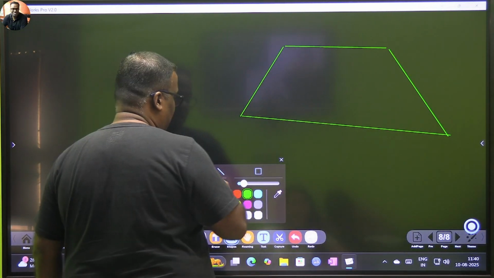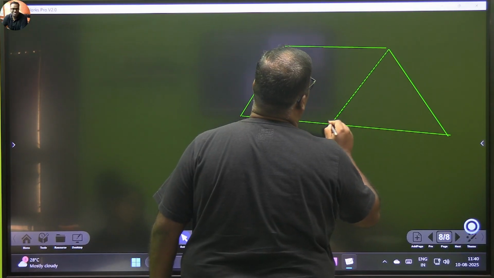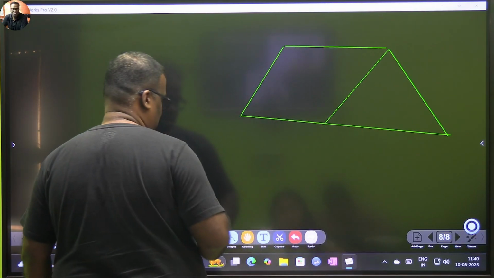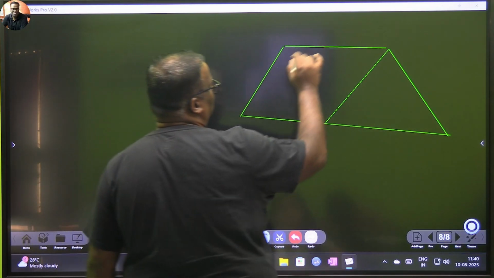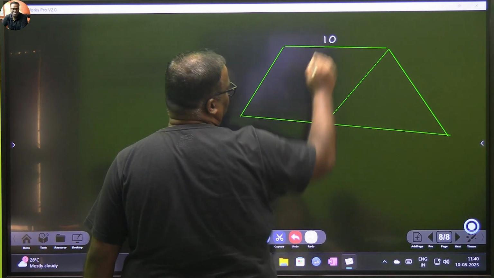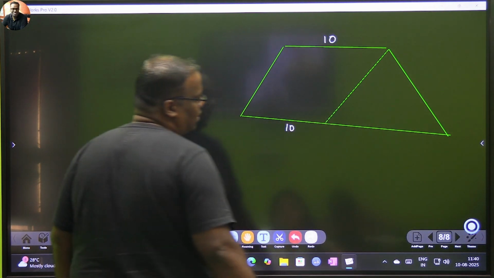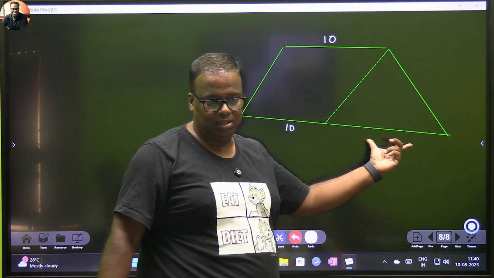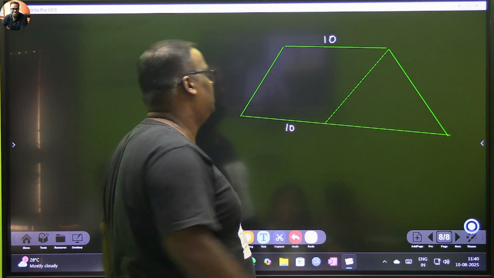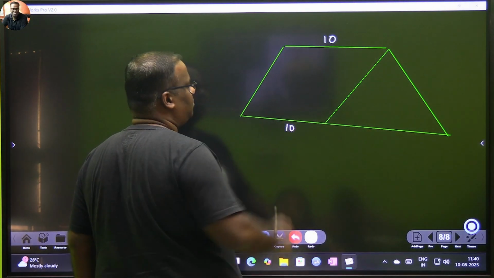We are making a parallelogram like this. This is isosceles. Do you agree or not? What is the top portion? 10. Then the bottom also becomes 10. How much are you left with for this part? Another 10. Keep it in your pocket. What is the value of this?